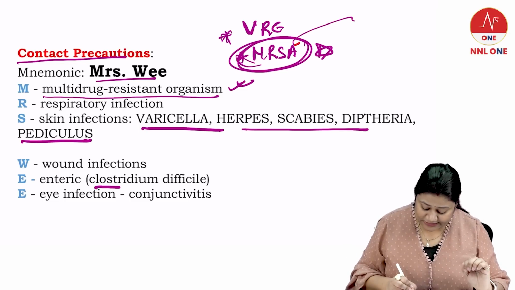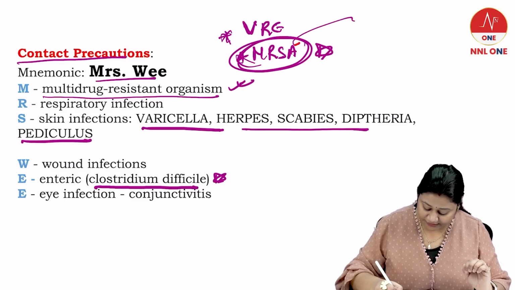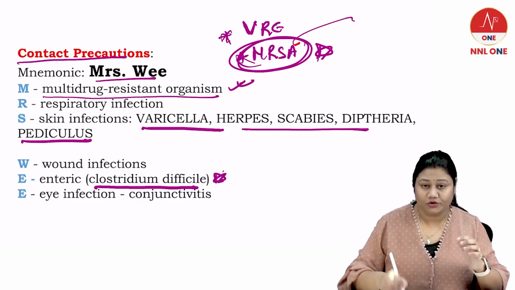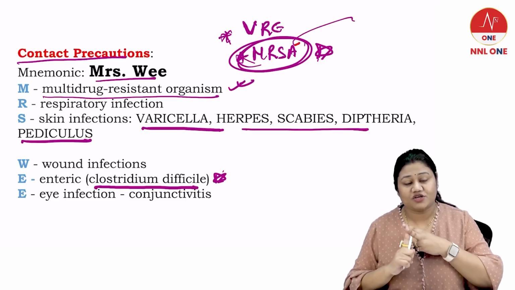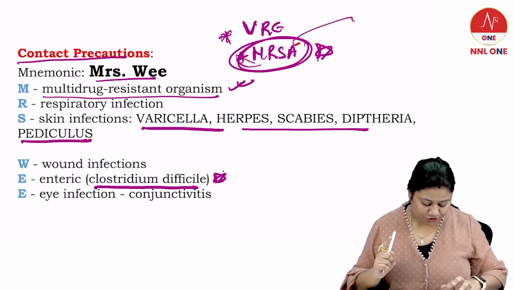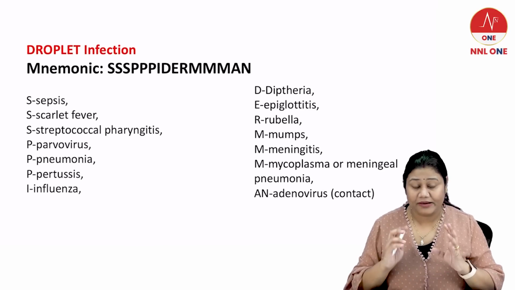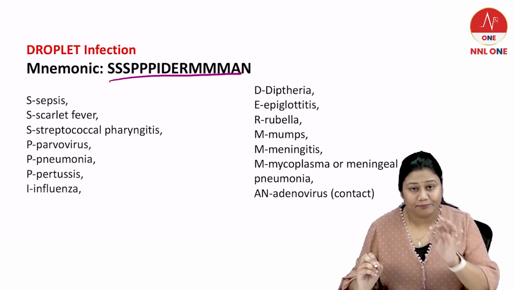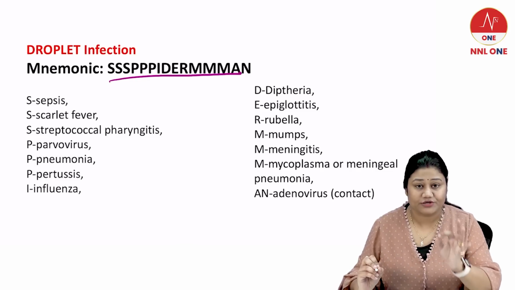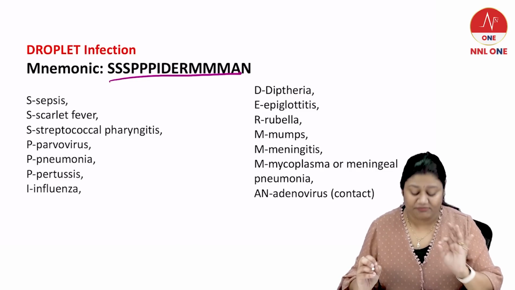One more point, in case of clostridium difficile, this you need to remember. So these are the two points only which you can remember: clostridium difficile, contact precaution. In case of multi-drug resistant, contact precaution. Then droplet. Under droplet, what are the important points? The mnemonic is Spider-Man. But what are the important conditions which are usually asked in questions is diphtheria, bacterial meningitis.